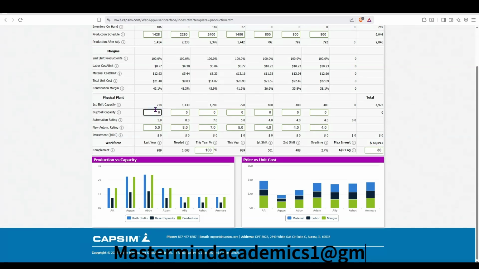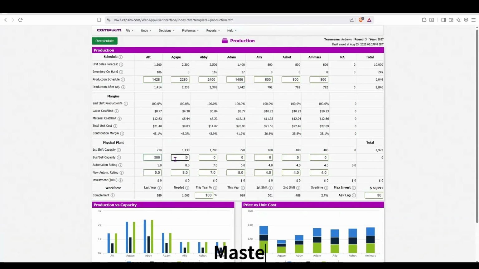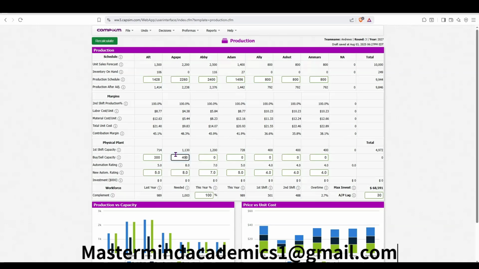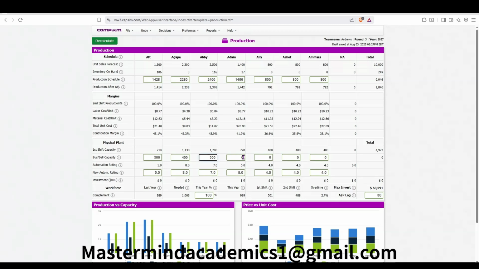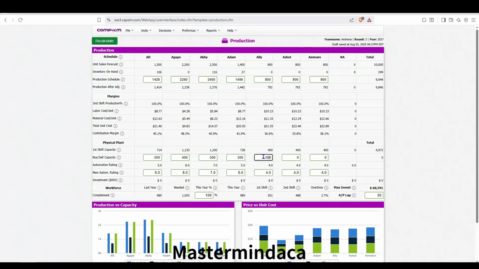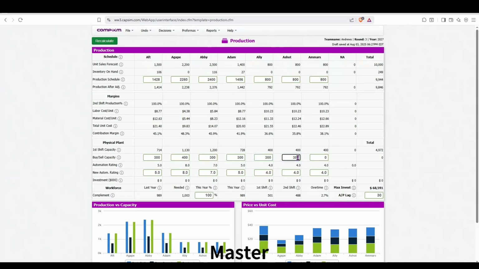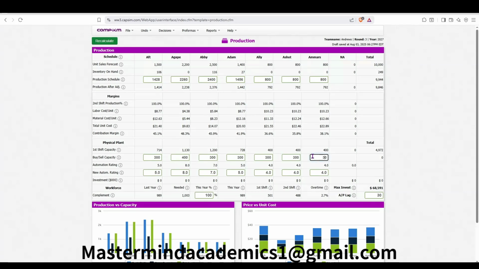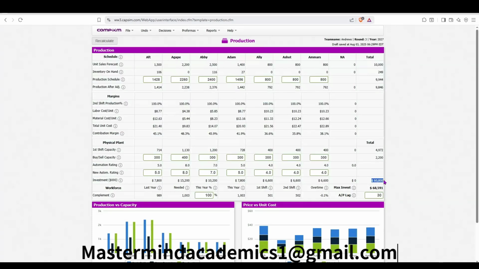So by buying new capacity, I'm going to buy capacity of 300 for the first product. Second product, I'm only going to buy 400. Third product, I'm only going to buy 300. Also 300, also 300 up to the end. By buying more capacity, we want to increase our production capacity so that we are able to produce more products. So after doing that, our maximum expenditure is 60,800.